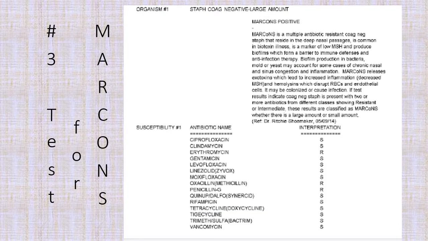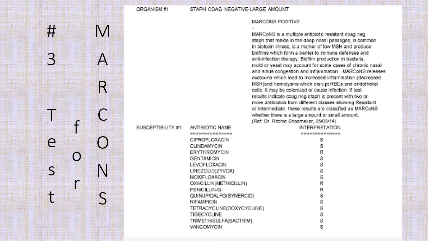The next thing that I do in order in my clinic is number 3, I test for MARCoNS. MARCoNS is a specific type of coagulase negative staph, and this patient actually had a large amount, so that's at the top where it says organism 1. We use a lab called Microbiology DX, and if you'd like their contact information to begin to send them samples, I'd be happy to supply that at the end of the talk. And so the MARCoNS result here was positive.